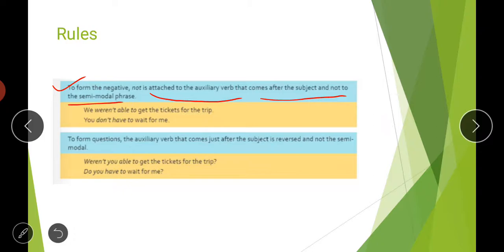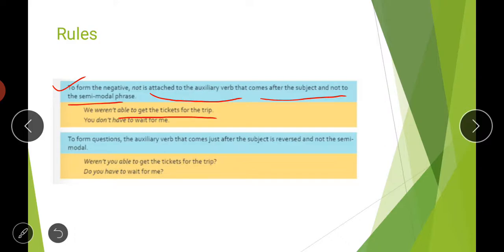So what you have to remember, when you want to make a negative of any statement containing a semi-modal, you have to put the word not after the auxiliary verb, not with the semi-modal phrase. For example, we were not able to get the tickets for the trip.